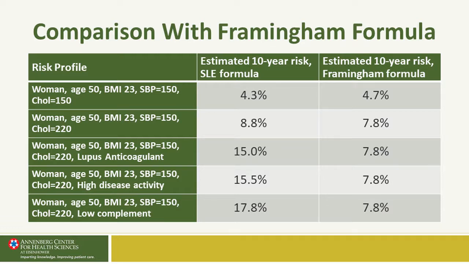If the patient with lupus just has traditional cardiovascular risk factors, the answer we get will be about the same as if we just used the Framingham formula. But look what happens when we start to add lupus-specific risk factors, or two lupus-specific risk factors. You can see now that the lupus-specific formula gives you that much higher risk, the real high risk that we know from our longitudinal data.